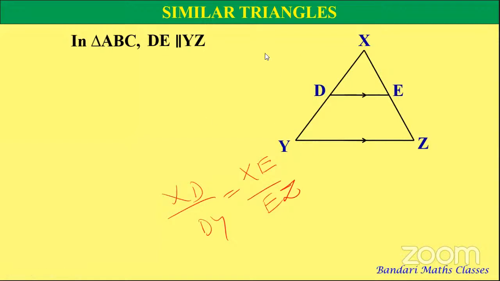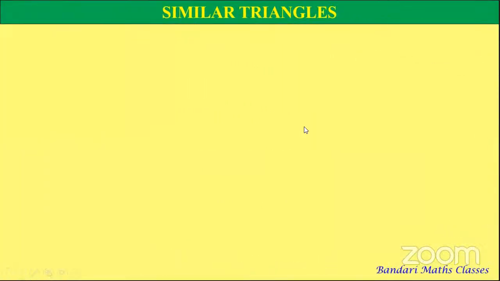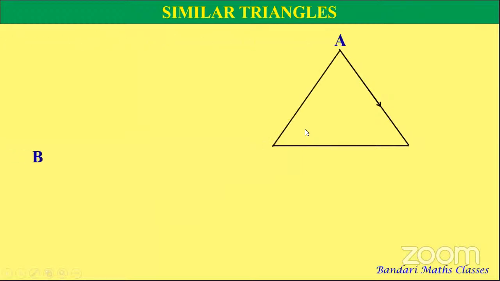Another four children are here: Aradu Kumar, Rajanarup, Nagaraju, and Appo. Who is Appo? Okay, sir. XD by DY is equal to XE by EZ. Next, Prince, get ready. Okay, sir.